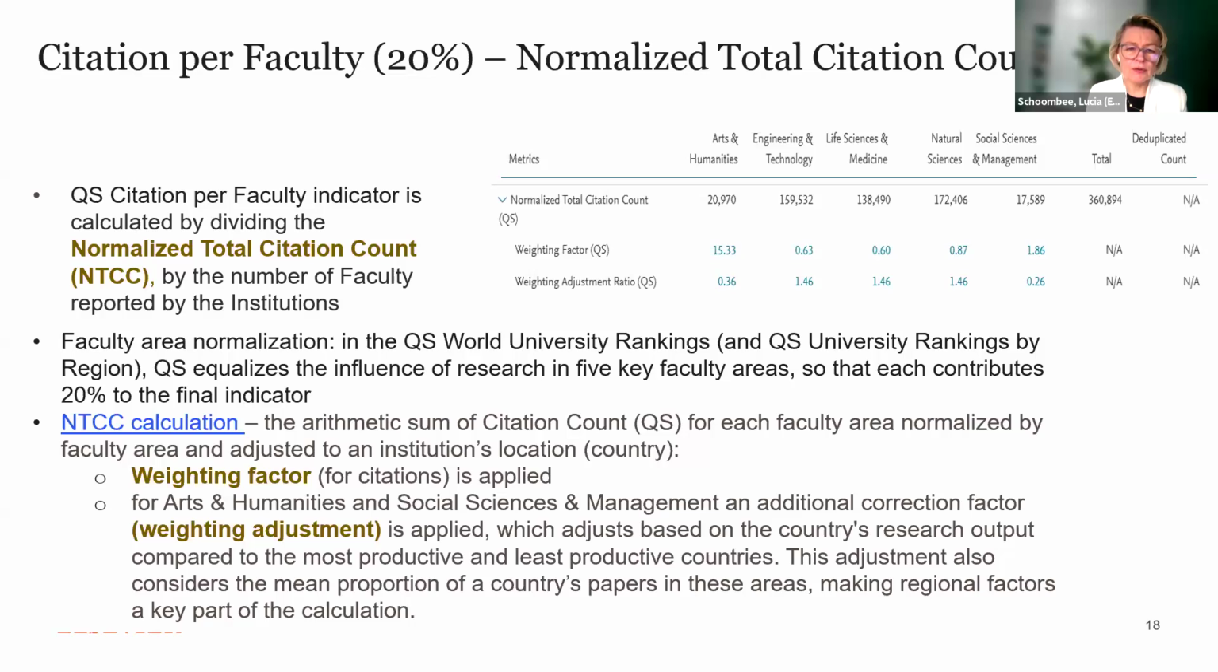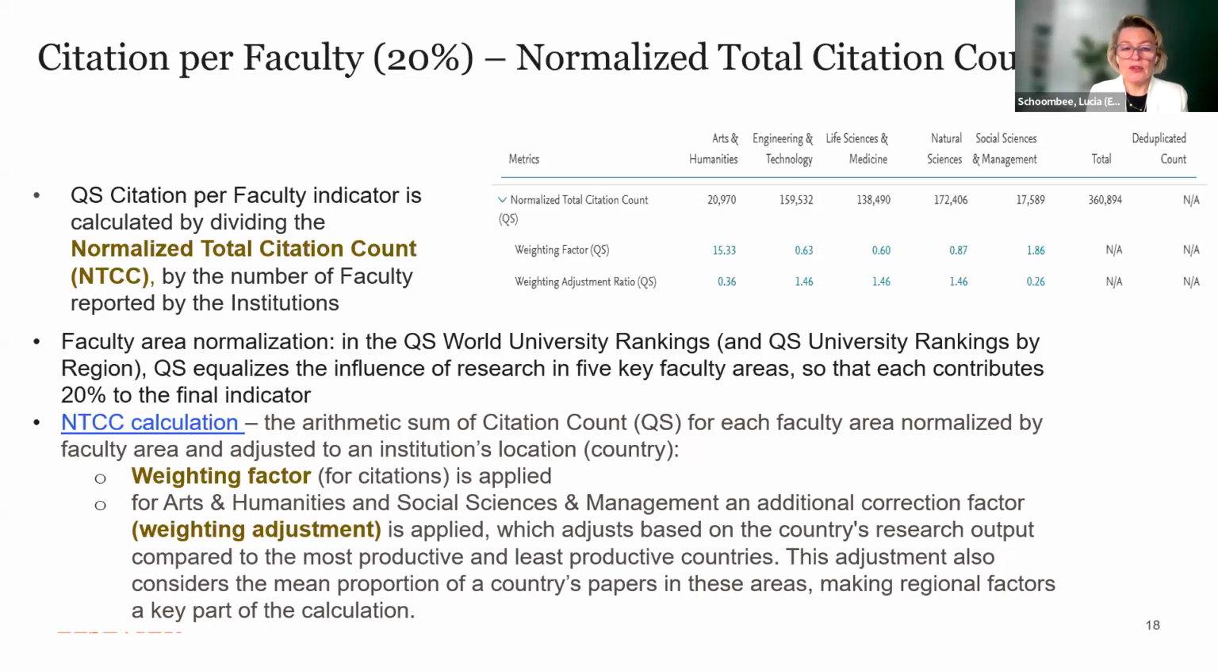Then the weighting factor for citations is applied, and for arts and humanities and social sciences, an additional correction factor is added, which adjusts based on the country's research output compared to the most productive and the least productive countries. Right, so it just tries to find a balance for looking at the output in arts and humanities and social sciences, because those are somehow outliers, compared to what the most productive and least productive countries are doing there, to find that middle ground.